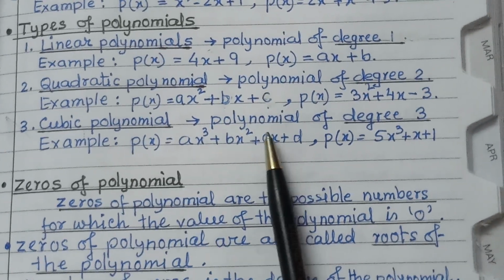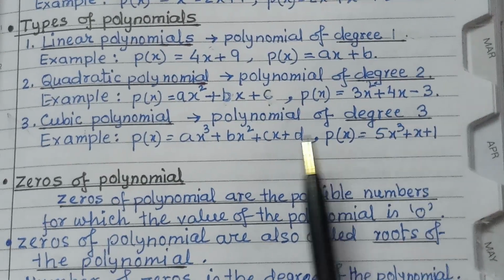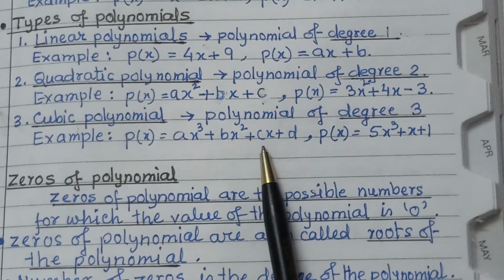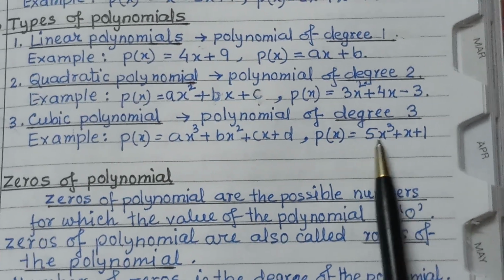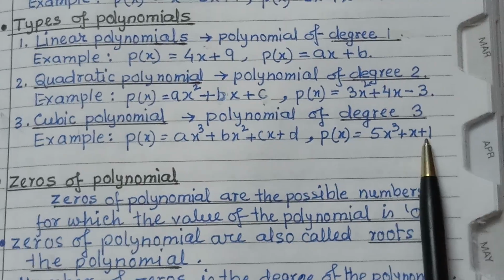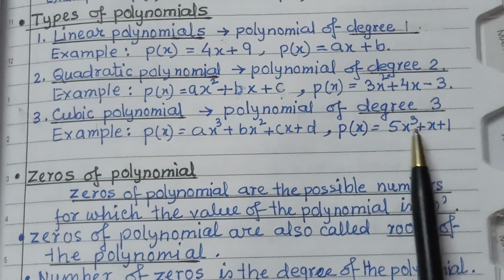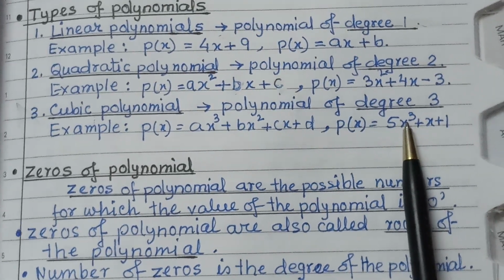Cubic polynomial. Polynomial of degree 3 is called the cubic polynomial. Its general form is ax cube plus bx square plus cx plus d, and the example is 5x cube plus x plus 1. Here I have not given the x square term. It is also a cubic polynomial as the highest degree is 3.